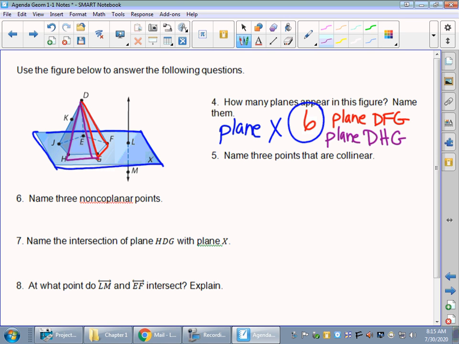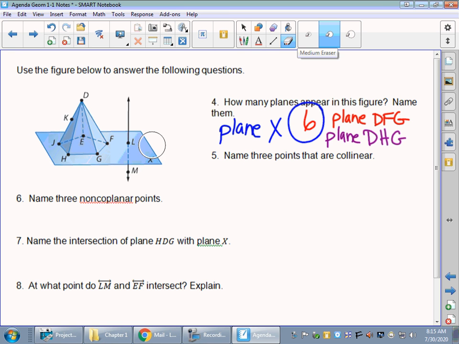Now, 3 points that are collinear. I'm going to erase my drawing over here so I can see a little better. Collinear means on the same what? On the same line, right? Looks to me like I've only got one set of 3 collinear points. This line over here is really nice, but it only has points L and M.